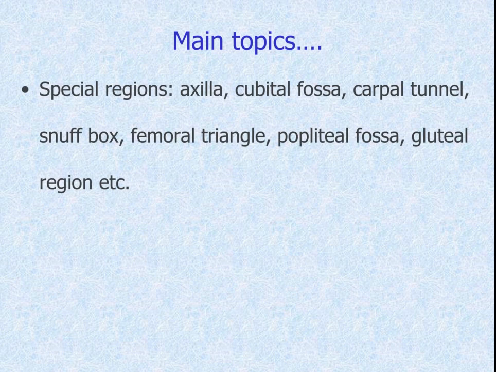Then both in upper limb and lower limb there are special areas. Now one such area is axilla. It's a very important area. This area is found just above the armpit. Then the cubital fossa of the upper limb, that is in front of the elbow joint. It's again an important area. You should know all the relationships, all the boundaries of these special regions.